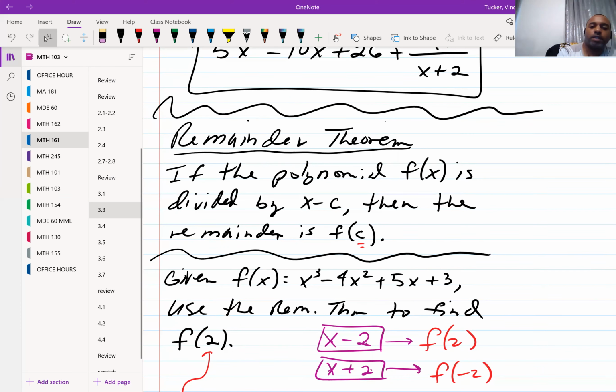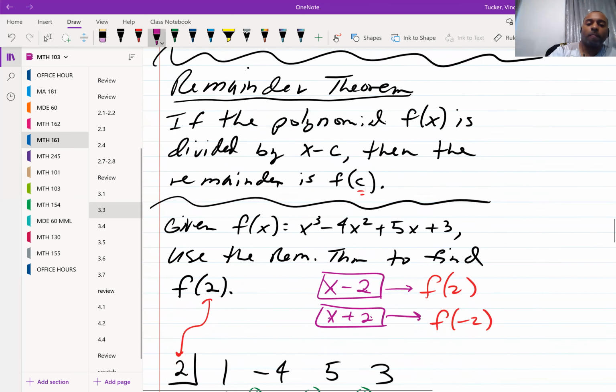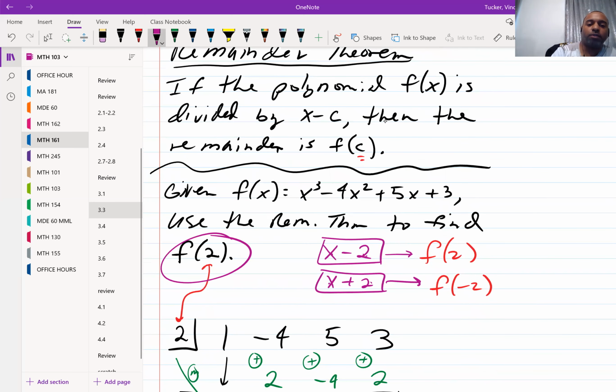All right, so it says given f of x is x cubed minus 4x squared plus 5x plus 3, use the remainder theorem to find f of 2. Now, when we've had the expression x minus c, let's say x minus 1 or x plus 2, like we did before, we use the opposite number. But if they just give you f of 2, then all you would do is use it. So the only time you use the opposite is if they give it to you with x.